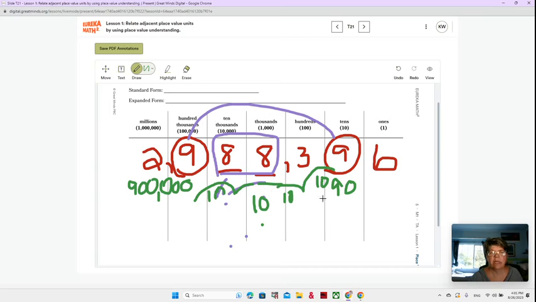Okay, so now we have 10, 10, 10, 10. 10 times 10 is 100. 100 times 10 is 1,000. 1,000 times 10 is 10,000, right? So we could say 90 times 10,000 equals 900,000, right?